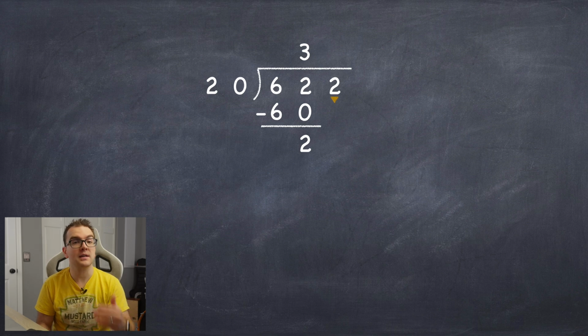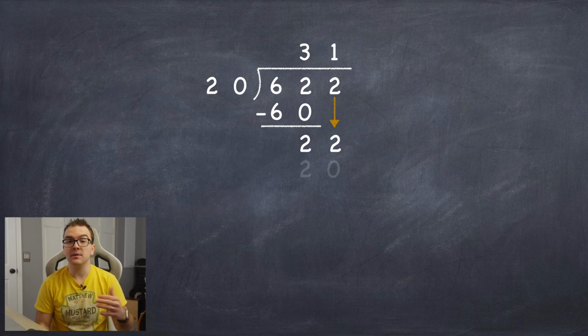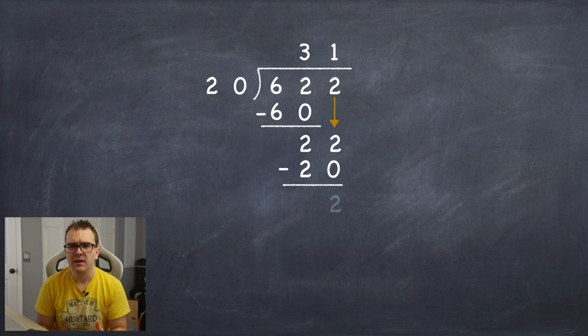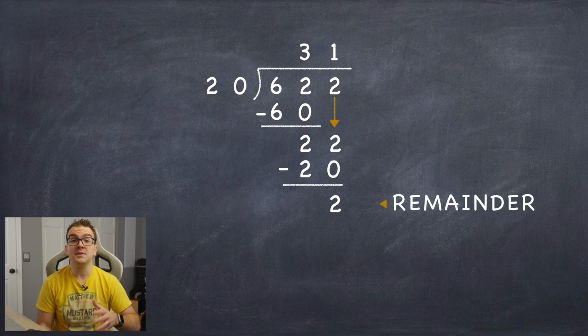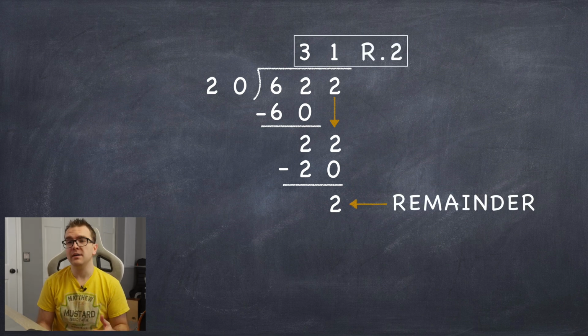Let's bring down the next number, and we have to do the same thing here again. We want to get as close to 22 as possible with our divisor 20 without going over 22, right? So we can only do that once here, right? 1 times 20 is 20. 22 minus 20 is 2. Now, because there are no more numbers to bring down from the dividend, 2 is our remainder. So then our answer is 31 with a remainder of 2.